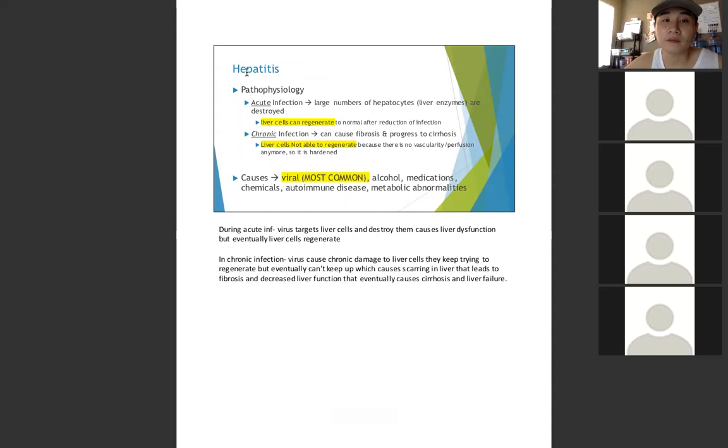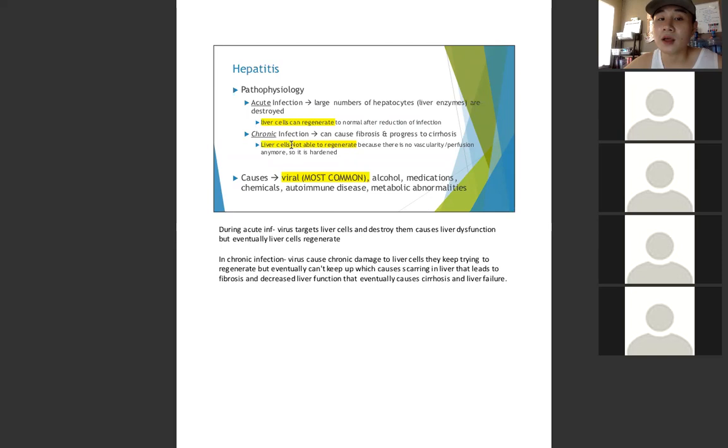What is the pathophysiology? The patho of hepatitis is an acute infection of the liver. A large number of hepatocytes, the liver cells, are destroyed by these viruses. The good thing is liver cells can regenerate to normal after reduction of infection. So if we treat it in time and appropriately and decrease the viral load, the liver cells can regenerate again by themselves.